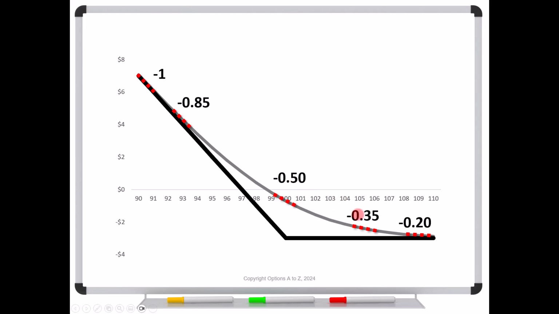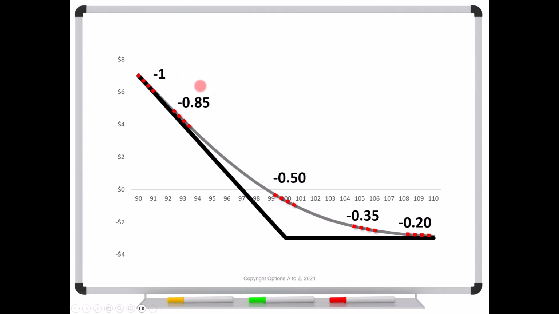So just remember that as you're moving to the right, whether you're talking about calls or puts, those deltas are going to increase. As you move to the left, whether you're talking about calls or puts, the deltas are going to decrease.